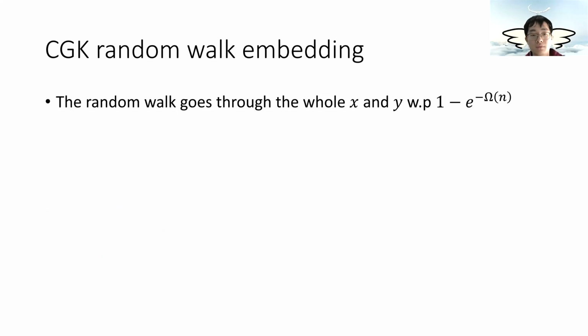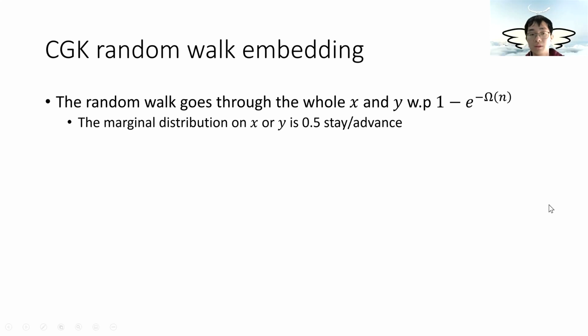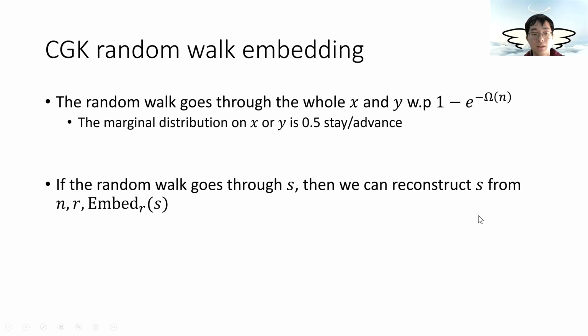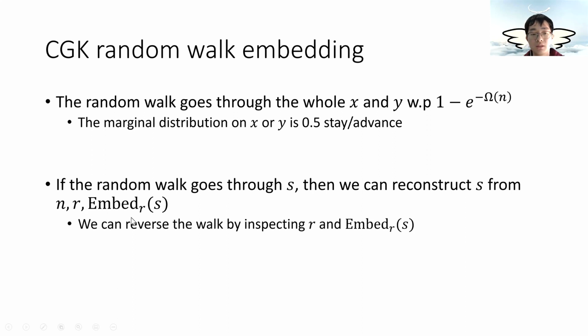Here are some properties of this random walk. First of all, the random walk goes through the whole string of x and y with high probability. This is because the marginal distribution on x and y is always half stay and half advance. Then we can show this claim by a Chernoff bound and union bound. The second property is that if the random walk goes through s, then we can reconstruct s from the length of s, the random tape, and the embedding output. This is because we can reverse the walk by inspecting the random tape and also the embedding output.